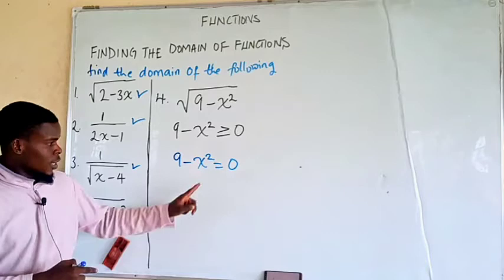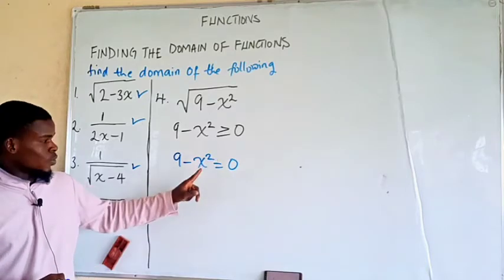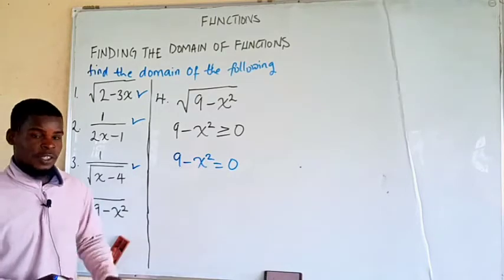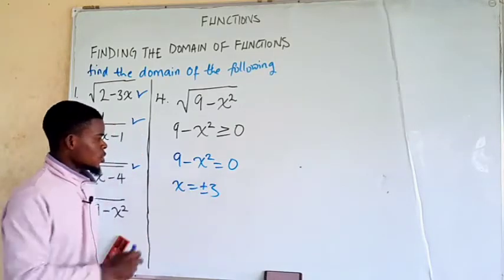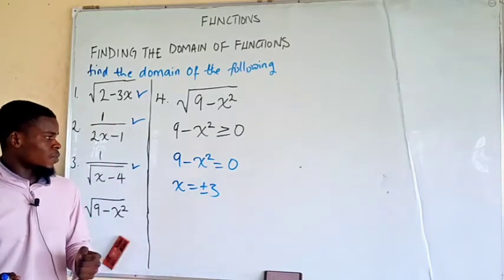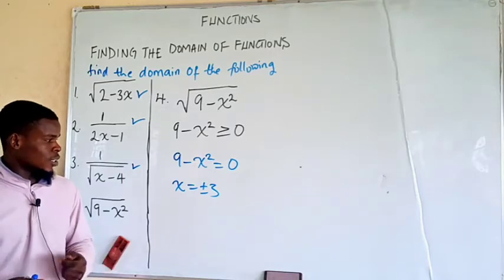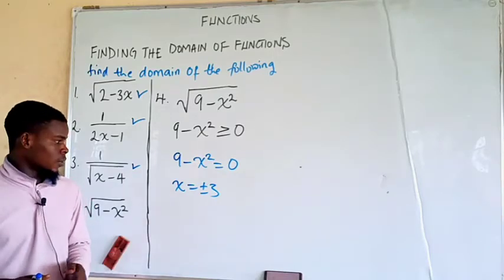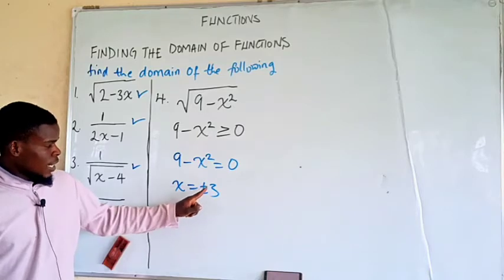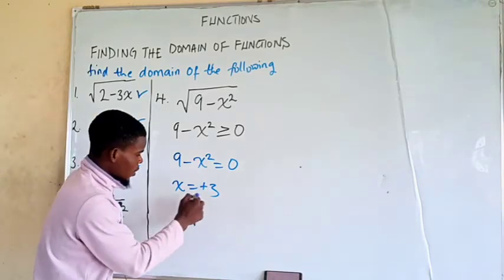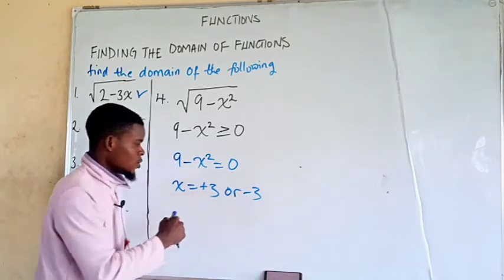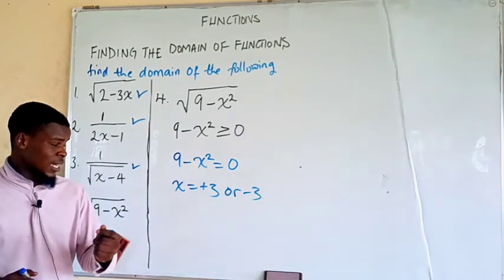By just looking at it, the numbers that we can square to get 9, such that 9 minus 9 will give us 0, are only positive and negative 3. Just move 9 to the right hand side, multiply both sides by negative 1, and then you take the square root, and this is what you get. Good. So x is either positive 3 or negative 3. These two values of x are called the salient points.